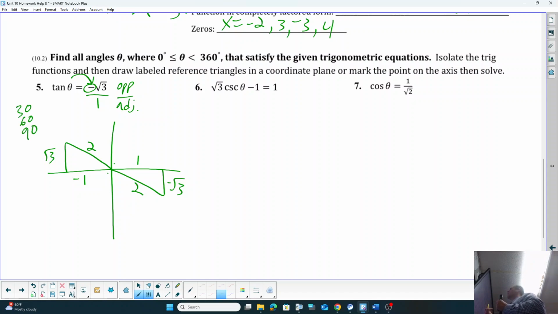30, 60, 90. But which one has its opposite leg, which one has its opposite side radical 3, which is bigger than 1, because it's actually 1.73. So that's the long leg, and the long leg is always 60 degrees. So that's 60 degrees, and down here is 60 degrees. So now you're going to count to get your final answer.